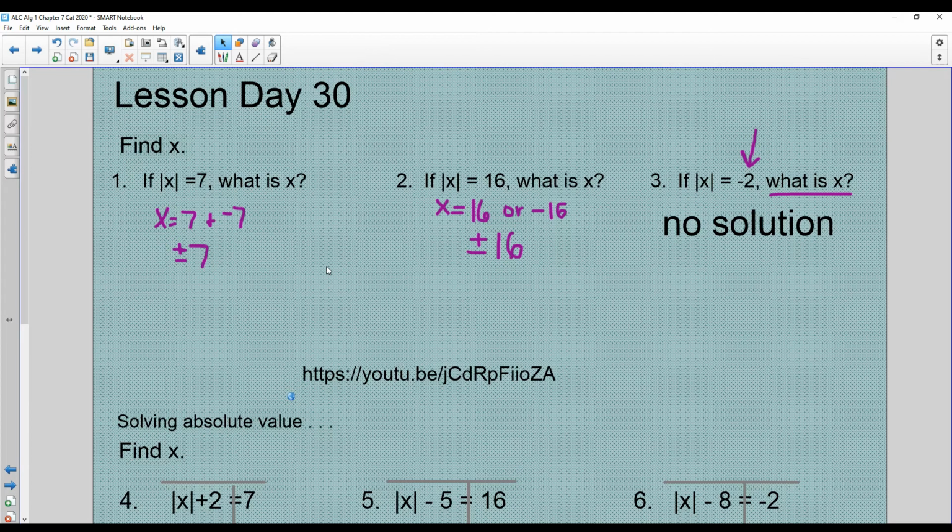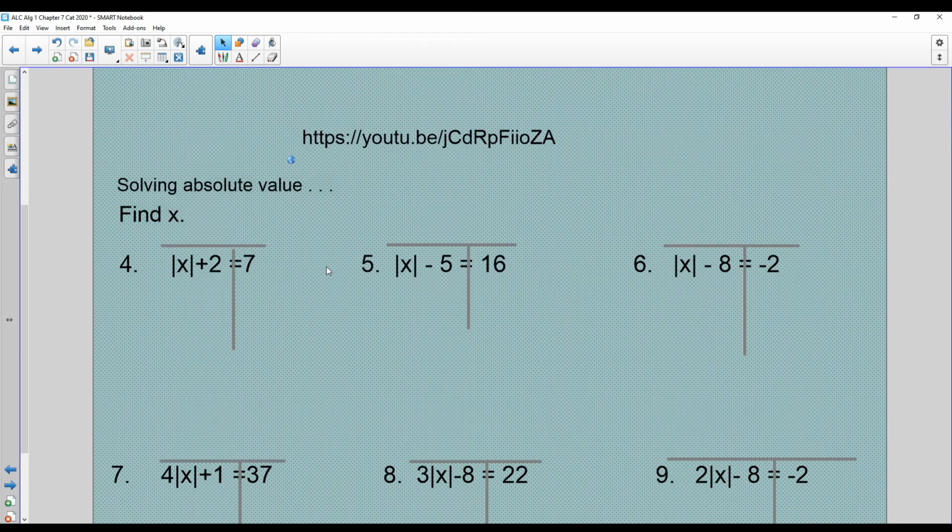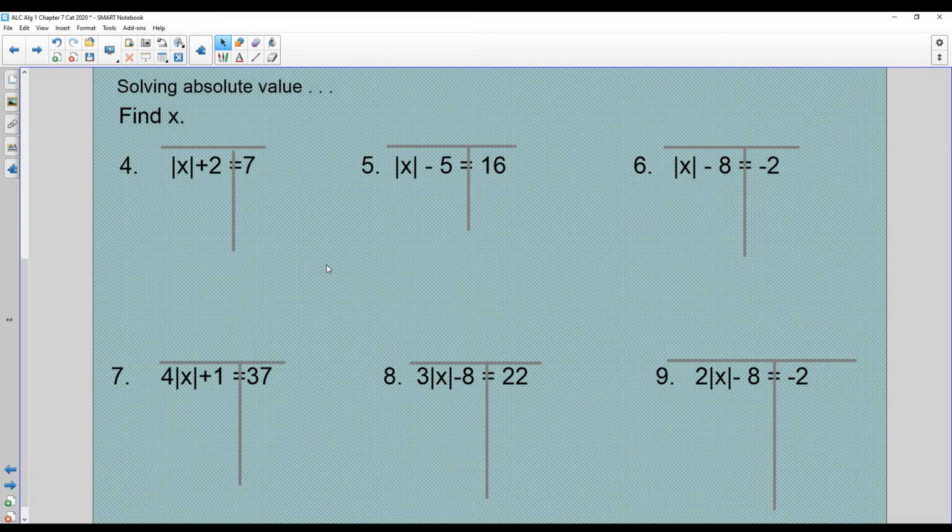All right, so then we're going to move on to the new topic for today. Instead of just having the absolute value of x equals 7, we've now added one more step on these three and two more steps on those three. So we're going to be doing some undoing. I brought in the t-charts ahead of time for you, so you don't have to watch me make them. And you have to answer this question: how do I undo adding 2?